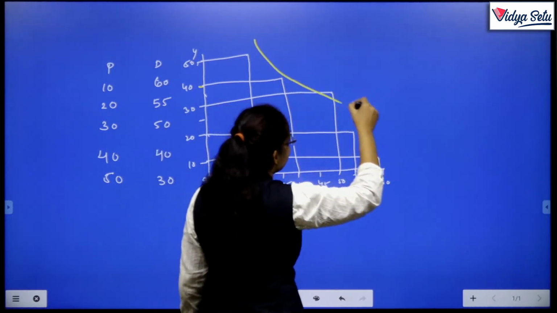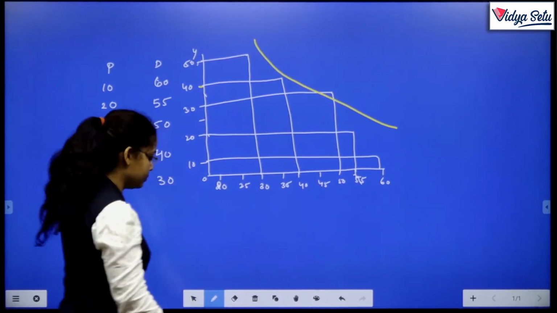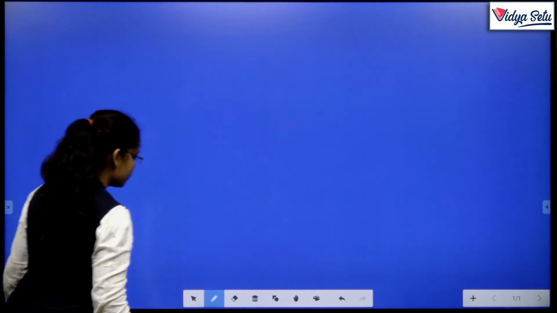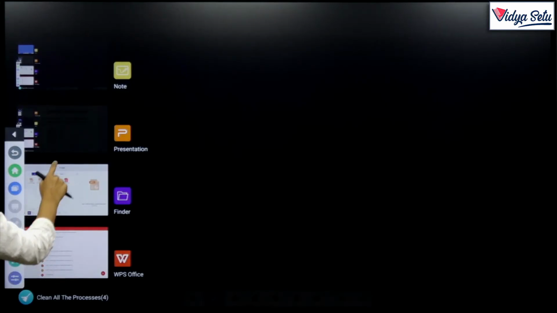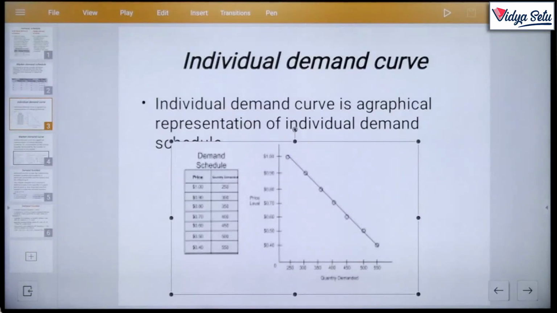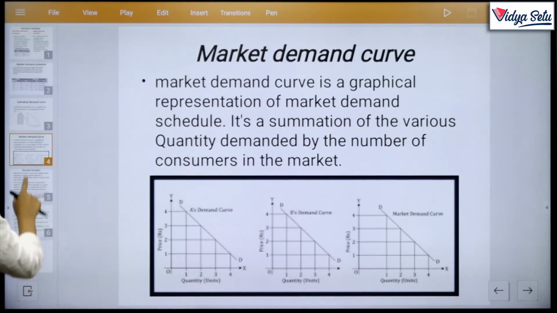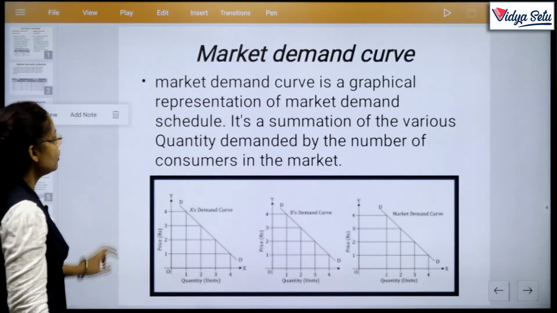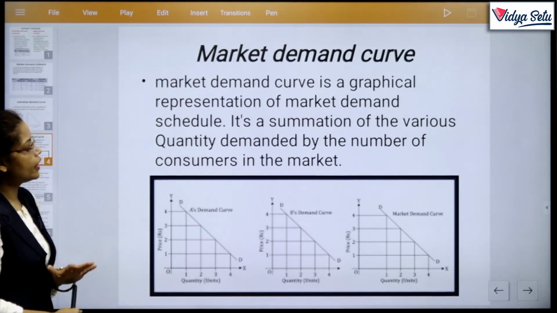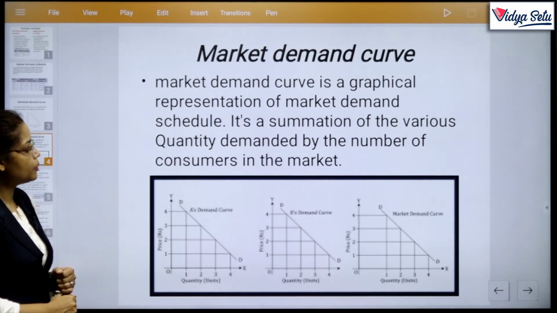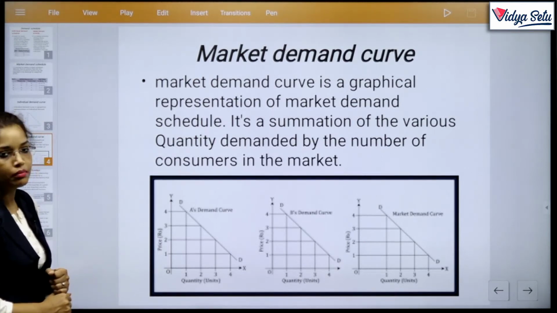And the curve is made by adding this. So the curve will be this. Next is the market demand curve. The market demand curve is a graphical representation of the market demand schedule. It is a summation of the various quantities demanded by the number of consumers in the market.